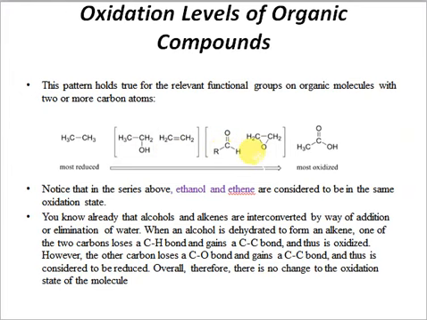Similarly, we have aldehyde, and here we have an epoxide. Aldehyde and epoxide also have the same oxidation state. And carboxylic acid is the most oxidized form. As mentioned earlier, alcohols and alkenes are considered to be in the same oxidation state. If you review the basic organic reactions, you know that alcohols and alkenes can be easily interconverted. If you add water to alkenes, you get alcohol, and if you eliminate water from alcohols, you get the alkenes.